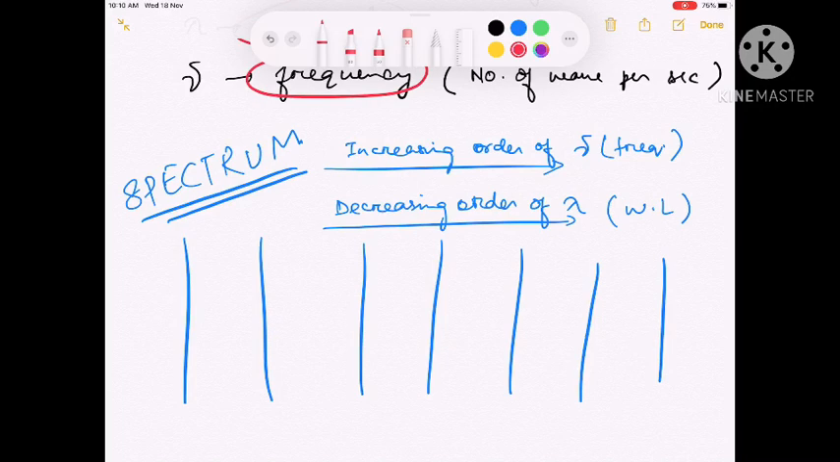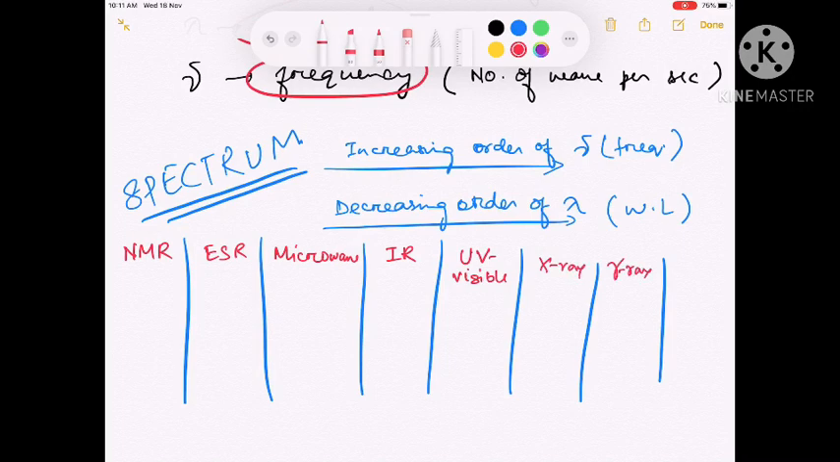Now in the spectrum, first we will get NMR, then we will get ESR, then microwave, then IR, means infrared, then ultraviolet and visible. Then we will be getting X-ray, then gamma ray. Like that, all these are arranged in increasing order of frequency.